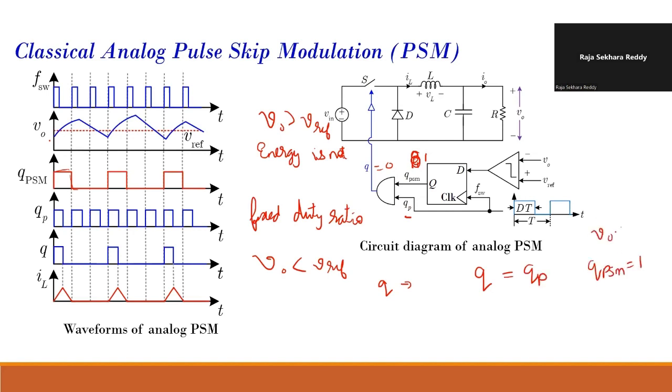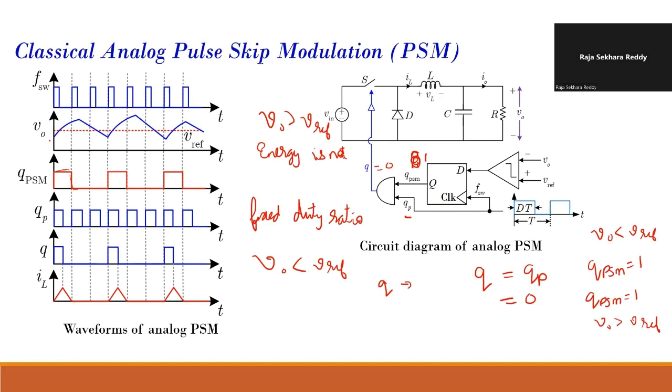And this happens when your output voltage is less than your reference voltage. And Q is 0 when your QPSM is equal to 0, and this happens when your output voltage is greater than your reference voltage. Okay. So basically the concept is if my output voltage is less, then I need to inject energy. That means I pass a fixed duty ratio signal to my buck converter. But in case my output voltage is more than my reference voltage, then I do not need to add energy, so I do not give my signal to my switch. Okay, so this is the concept of pulse skipping modulation.